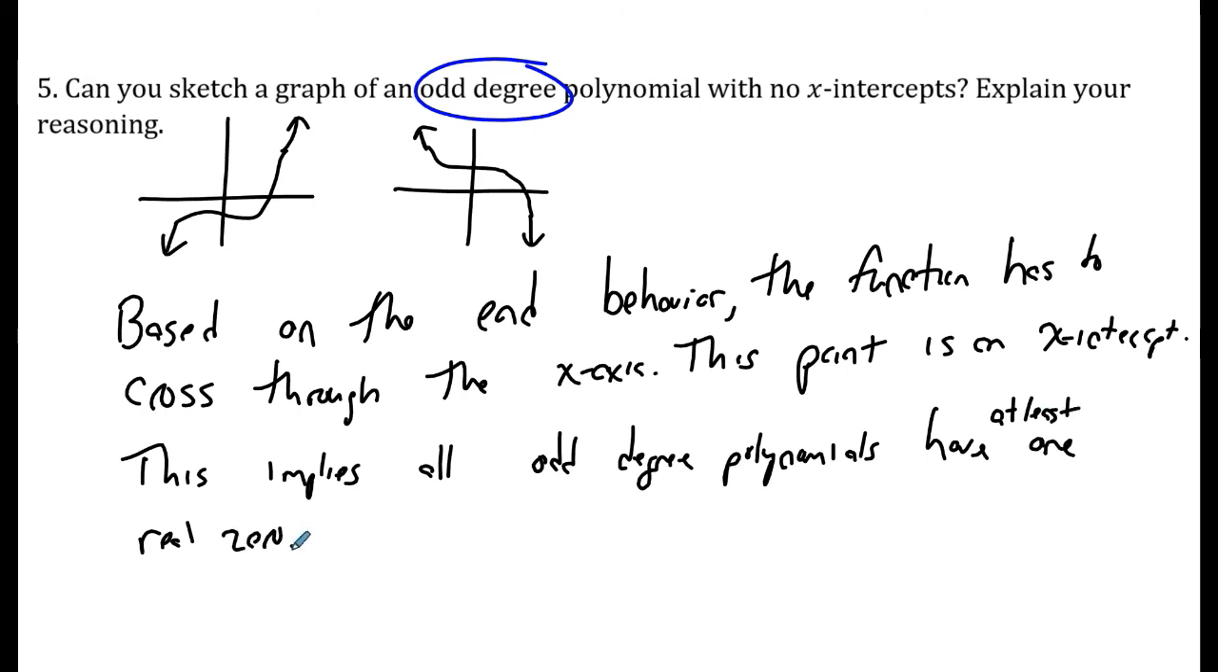So this implies all odd degree polynomials have at least one real zero because I at least once have to cross through the x-axis. It doesn't have to as many times as you want it to, but it has to happen once. So just have to think a little bit about the end behavior, that they're going in opposite directions. You have to cross through the x-axis at some point.